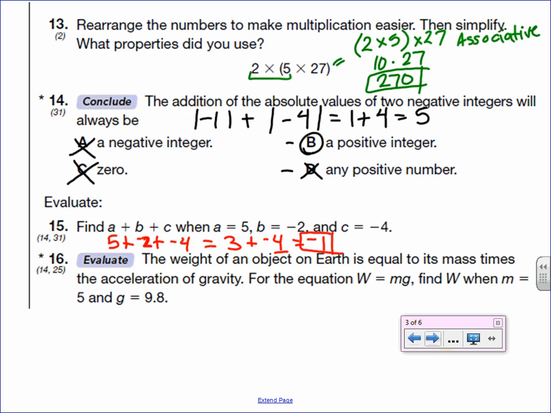The weight of an object on Earth is equal to its mass times the acceleration of gravity. For the equation W equals mg, find W when m is 5 and g is 9.8. So W equals 5 times 9.8. Well, 10 times 9.8 would be 98, and then 5 would be half of that, which is 49.